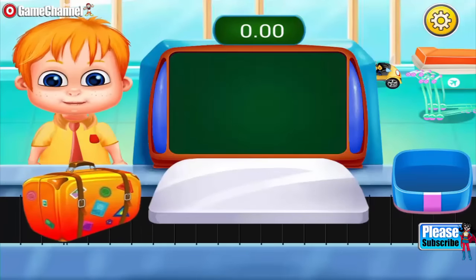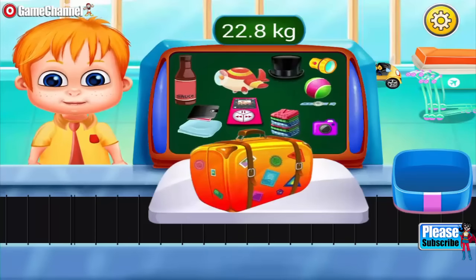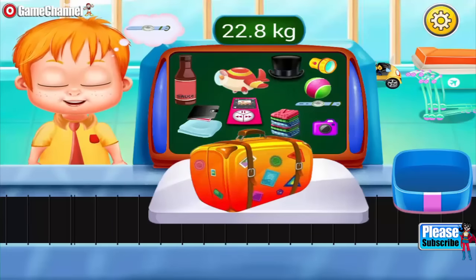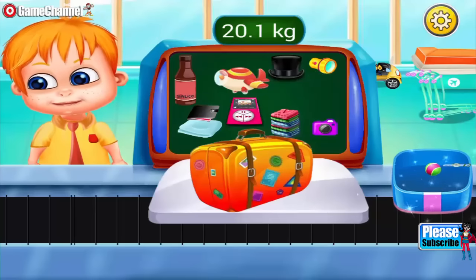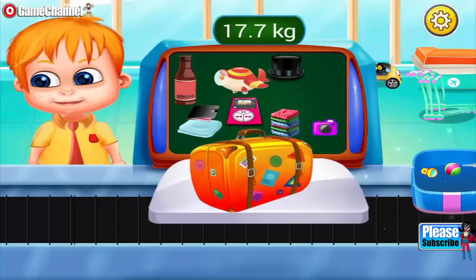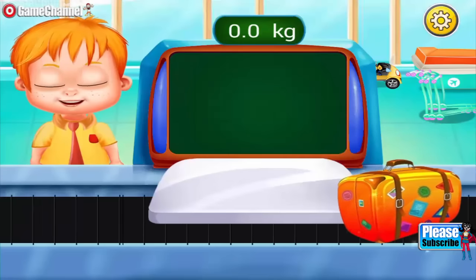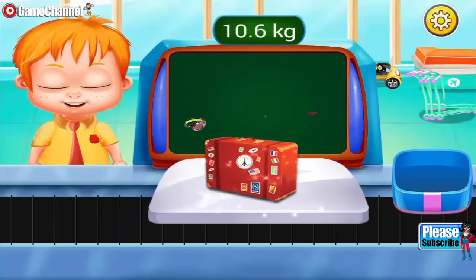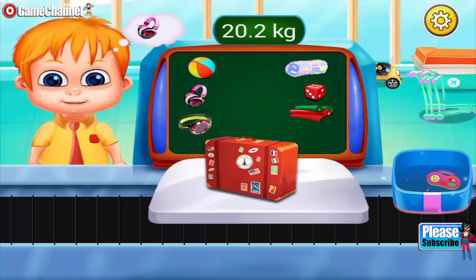Need to get my luggage weighed and scanned. Oh, it's overweight. I need to remove some weight. It's also overweight. I need to remove some.